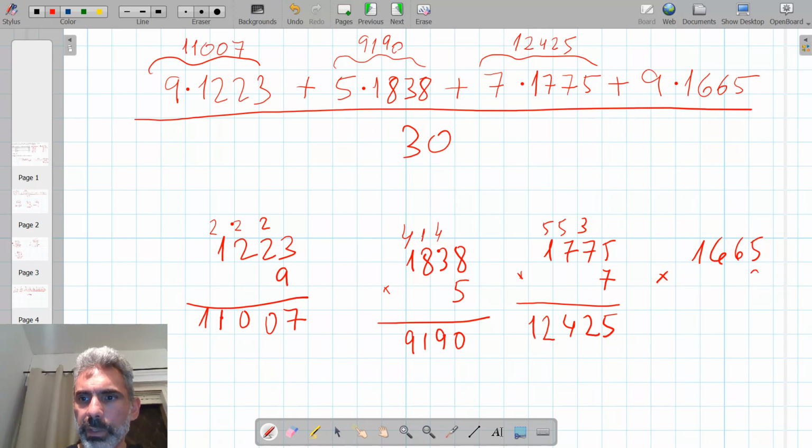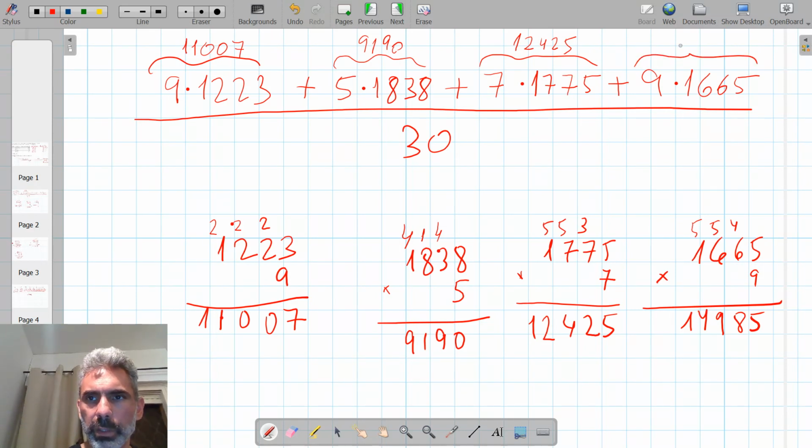1,665 times 9. 9 times 5 is 45. 9 times 6 is 54. Plus 4 is 58. 9 times 6 is 54. Plus 5 is 59. 9 times 1 is 9. Plus 5 is 14. So this multiplication gives us 14,985.